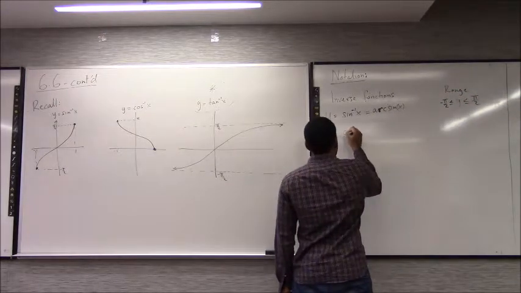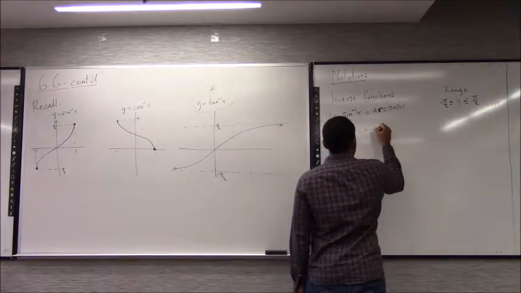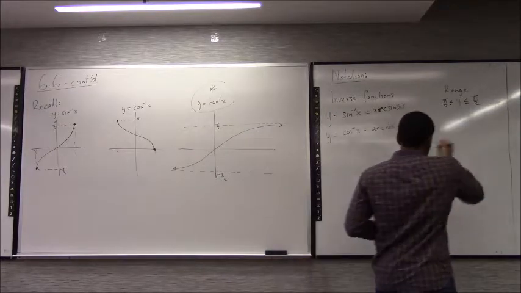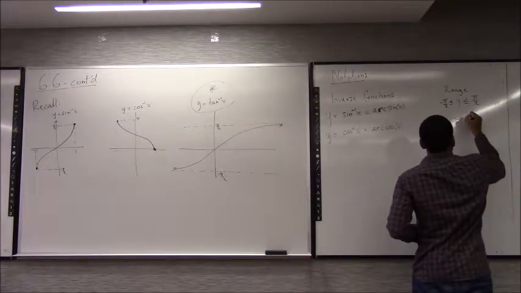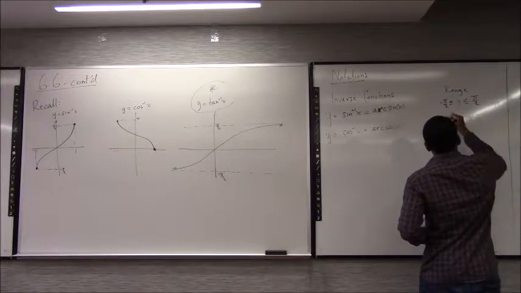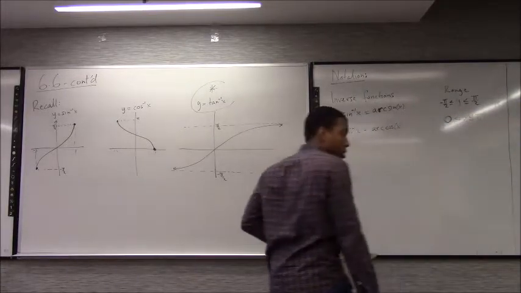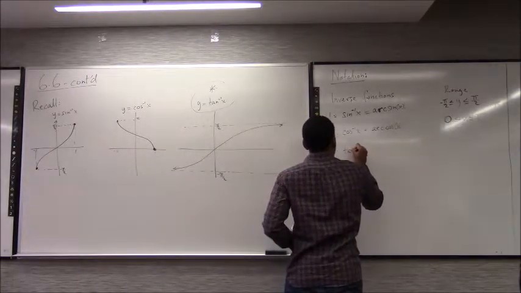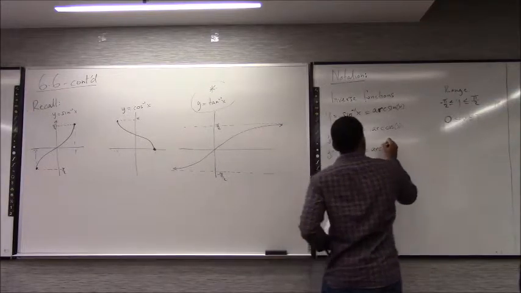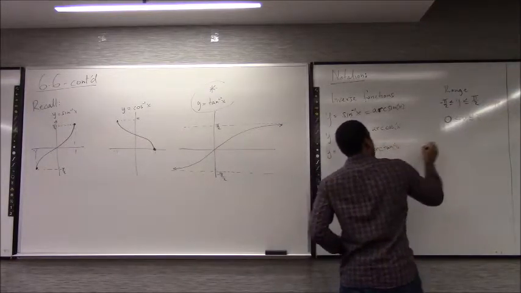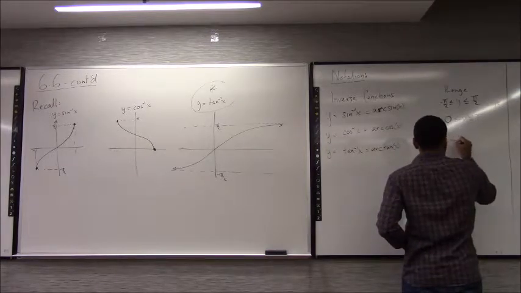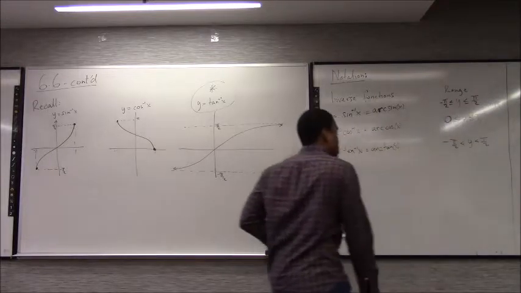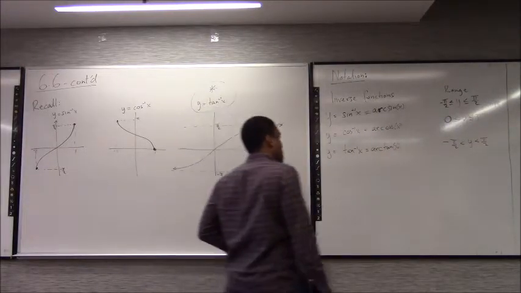So we have cosine inverse of x. This is the arc cosine. This one only works when your y value is between 0 and pi. It will only give you an output between 0 and pi. Then tangent inverse of x, or arctan. This one will only give you outputs between minus pi over 2 and pi over 2, not inclusive.